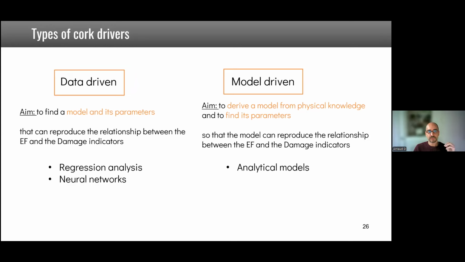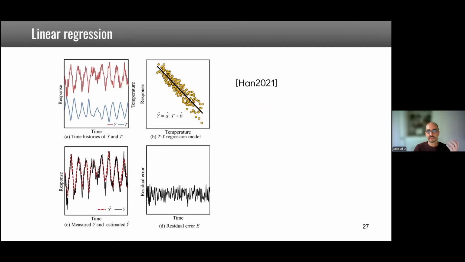In model-driven, you will actually work with analytical models that you derive from some physical knowledge, and then you need to make an inverse problem to find the parameters of this model. So in data-driven, in principle, the model is not known a priori, whereas in model-driven, you make some hypothesis and you have a model that is derived from physics. Okay, so this is an example from a paper from the state-of-the-art review that Jitendra did for the deliverable. It's just showing a principle.